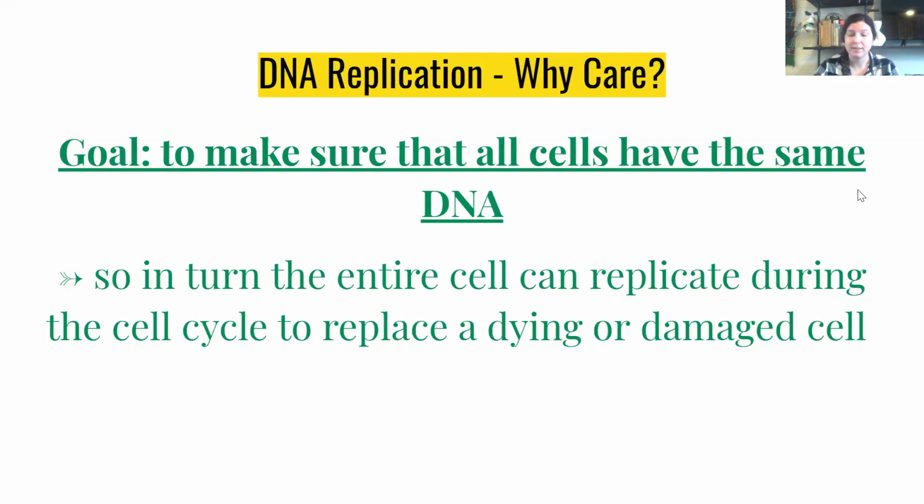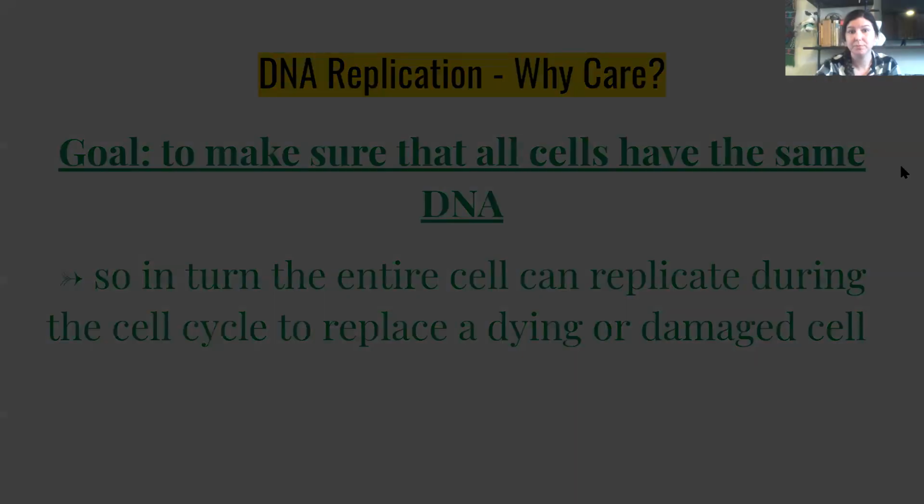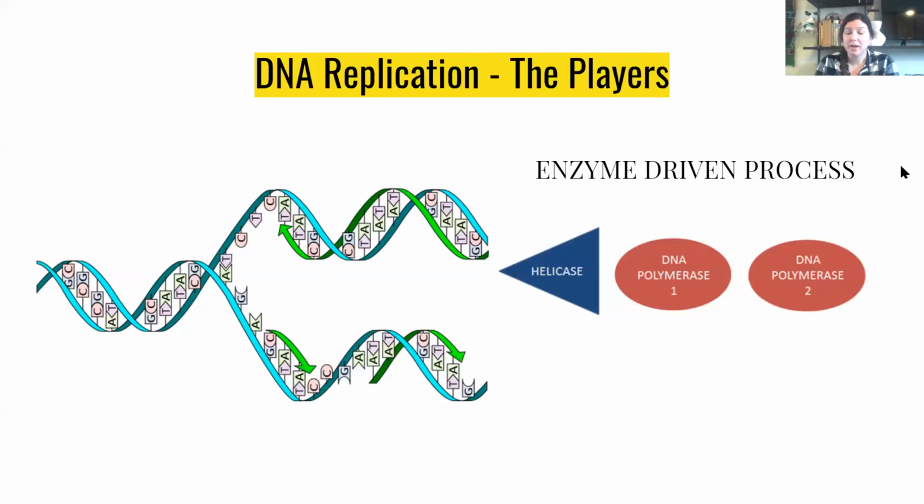Like I said earlier, the entire cell can replicate during the cell cycle to replace that dying or damaged cell. Make sure you have this in your notes. When we talk about DNA replication in particular, as a reminder, it happens during S phase, because that's when our DNA is replicating and we're looking at chromosomes.